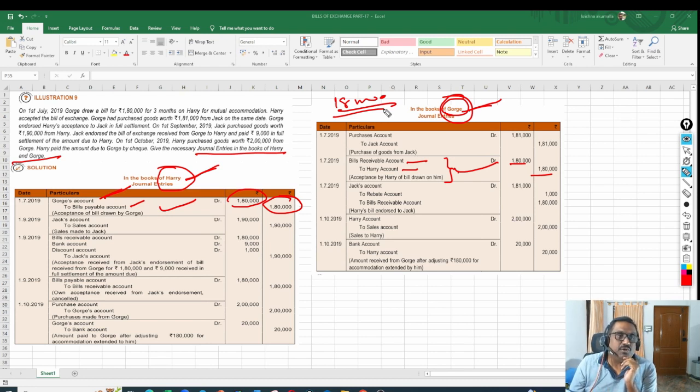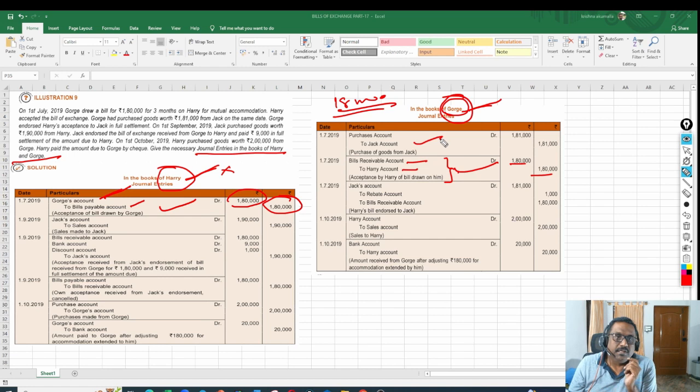George had purchased goods worth 1,81,000 rupees from Jack on the same date. George purchased it from Jack. No relation to Harry here as of now, as of this transaction. So what George did, he purchased goods from Jack. So purchases account debit to Jack account 1,80,000 rupees.